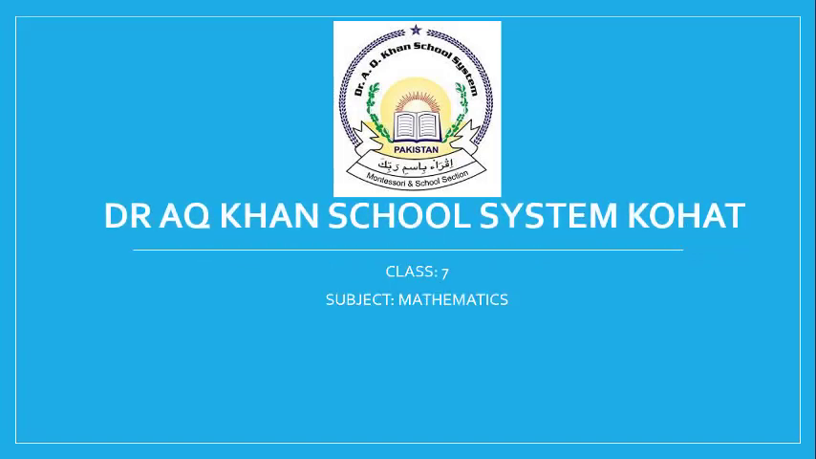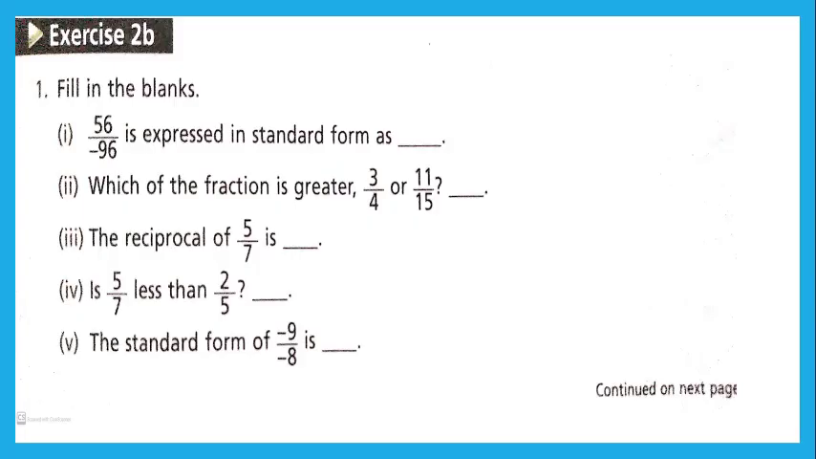This video is about subject mathematics of class 7, unit number 2, rational numbers, exercise 2b, question number 1, 2, 3, 4 and 5. So coming to the exercise 2b, the question number 1 is fill in the blanks. The first part is 56 divided by minus 96 is expressed in standard form as. So we need to express this fraction in a standard form.